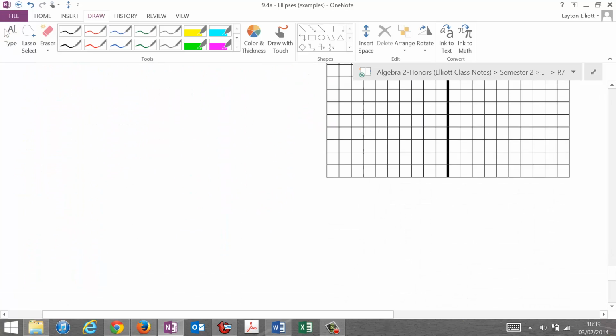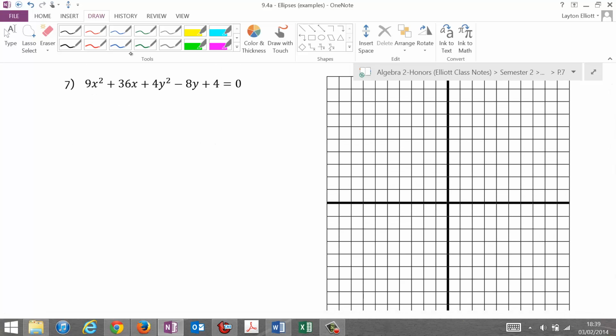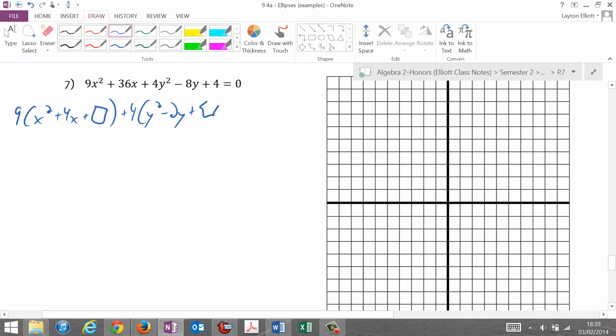Okay, next one, last one. Let's complete the square on this. Factor a 9 out of the x. So I got x squared plus 4x plus a box. Then plus 4 y squared minus 2y plus a hexagon. That's equal to negative 4 plus 9 times a box. Then plus 4 times the hexagon. And that should be a 4 and a 1. And that should be 4 and 1.